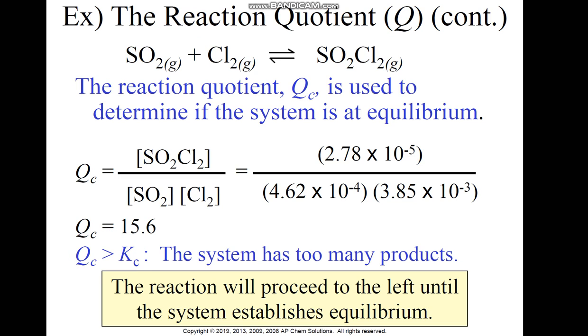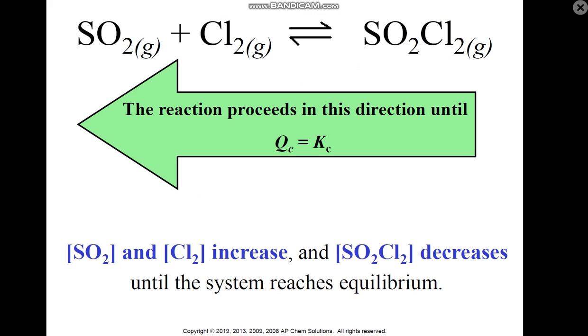equilibrium is established. Once equilibrium is established, of course, then it's going to go back and forth at the same rate. But at this point, the rate of the reverse reaction is going to be much faster than the rate of the forward reaction until the system reaches equilibrium. And that is going to be when the Q is equal to the K. That is when the rate of the forward and the rate of the reverse are going to be equal.